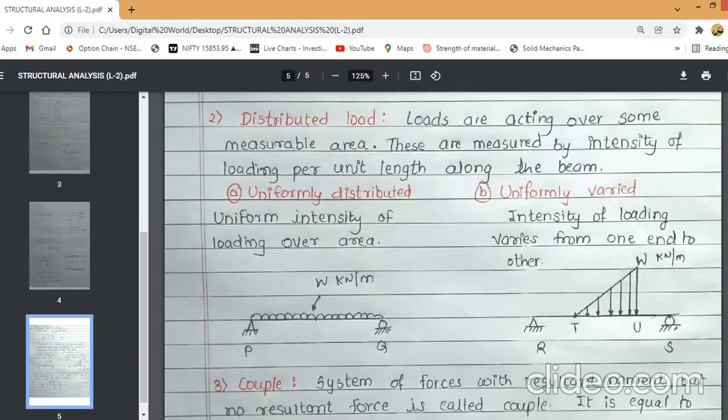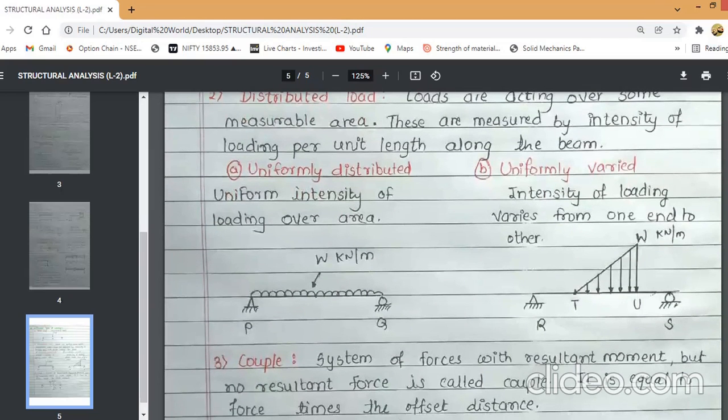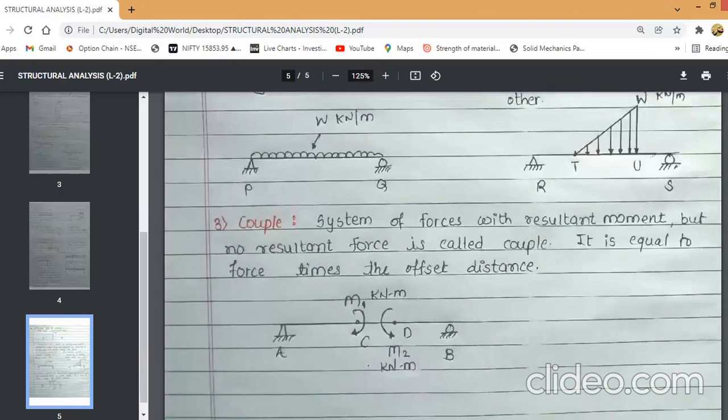Then next type of the loading is couple. A system of forces with the resultant moment but no resultant force is called a couple. It is statically equivalent to force times the offset distance.